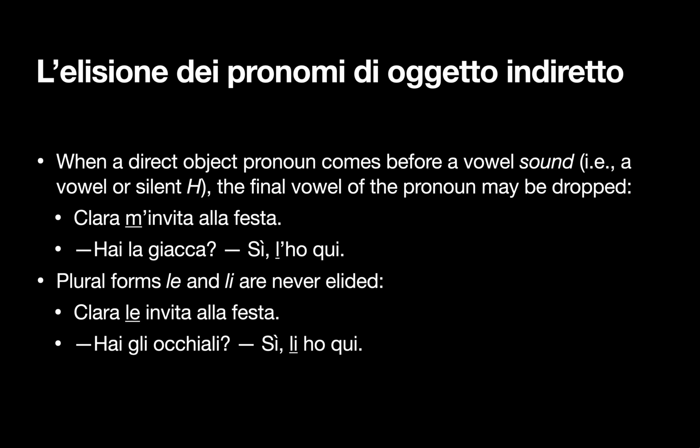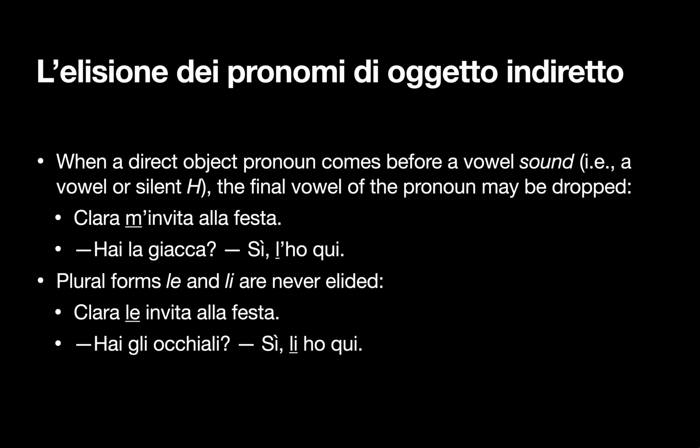One more thing, elision. When a direct object pronoun comes before a vowel sound, which could be either a vowel or a silent H, the final vowel of the pronoun may be dropped and an apostrophe is then used. So instead of saying Clara mi invita alla festa, we might just say Clara m'invita alla festa. Or hai la giacca? Do you have your jacket? Sì, l'ho qui. Yes, I have it here.